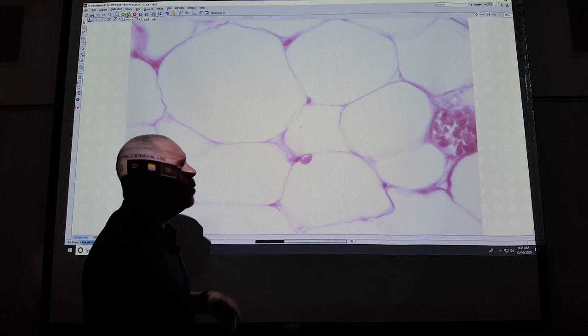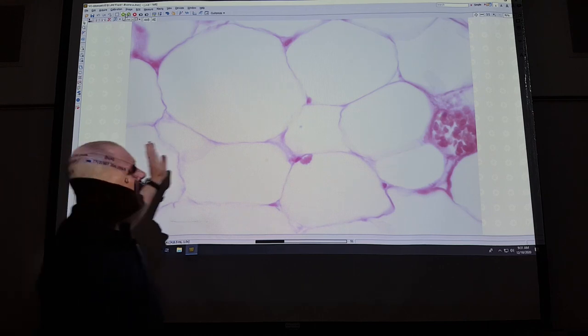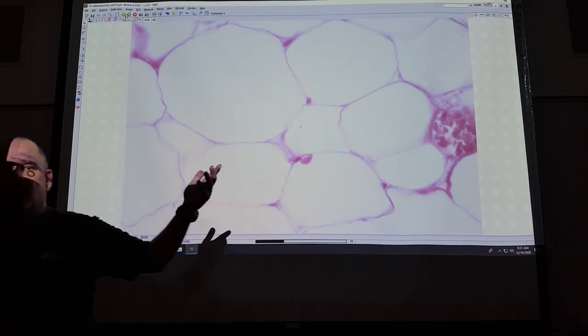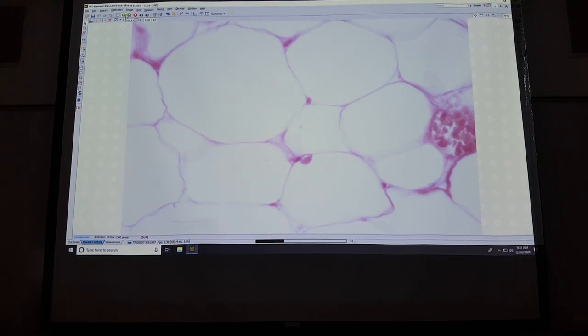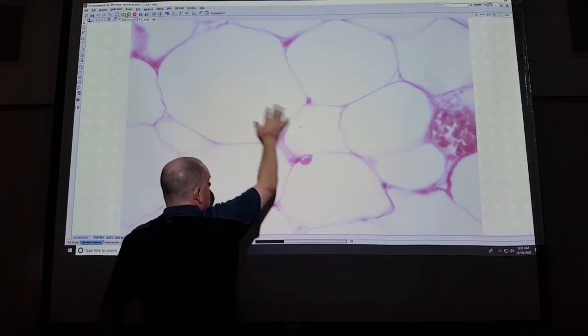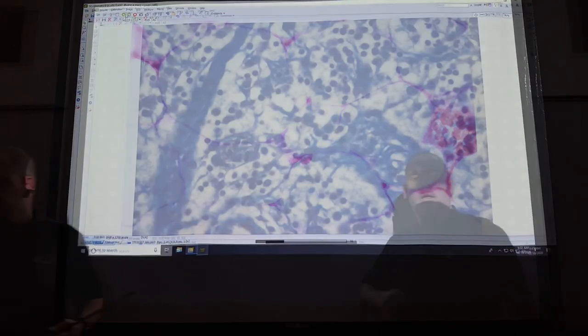Adipose. What type of tissue is it? Connective tissue. Where can I find it? I find it just under the skin in the hypodermis. Where else do I find it? Surrounding the kidneys, surrounding the eyeballs, and it does form our yellow bone marrow. Adipose tissue. Only looks like this.